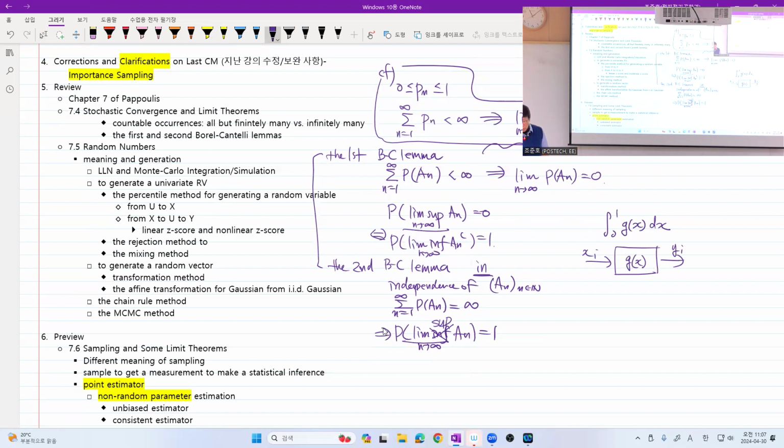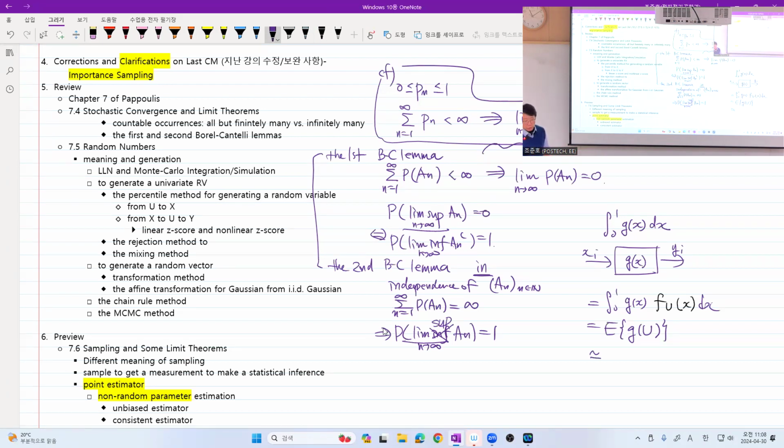One interesting idea is to convert this integral into the product of the function times the density function of, in this case, a continuous uniform random variable. Then you can rewrite this integral as the expectation of g of U, if you say U is a uniform random variable. And then what can you do?